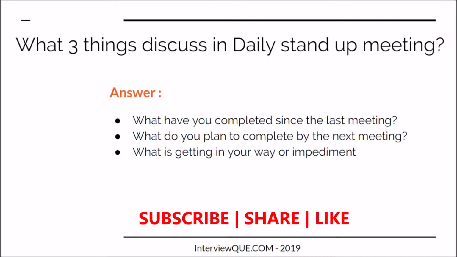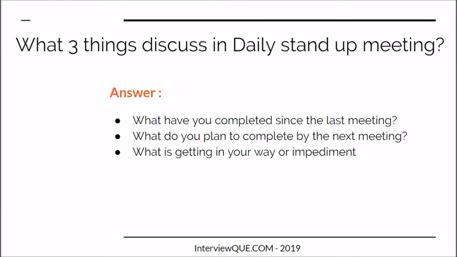Basically these three pieces of information will be asked of all the resources, and the meeting should not go beyond 15 minutes for the entire team. It should be a very crisp and clear meeting, so that we get the status of the entire sprint Scrum team.